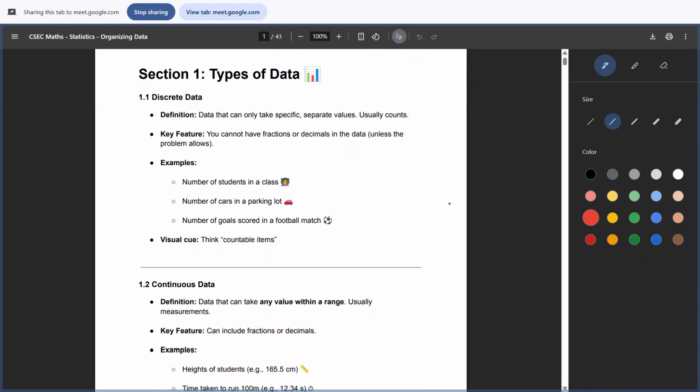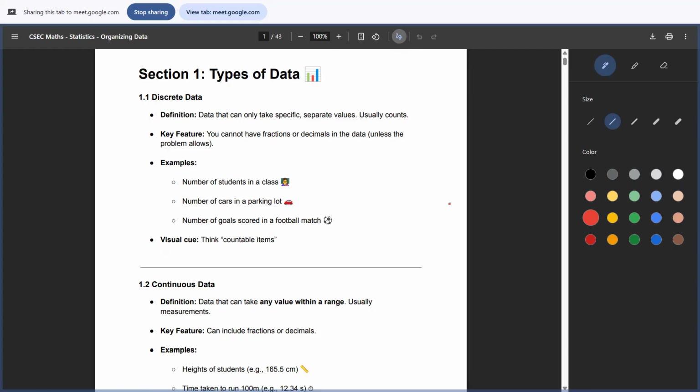Now, discrete data is any type of data that you could take individual or separate values among. This is usually items that can be counted with whole number values, right? You cannot have fractions or decimals in this type of data. So, for example, the number of students in a class, or maybe the number of cars in a parking lot, number of goals scored in a football match. These are all countable items, and we refer to them as being discrete.